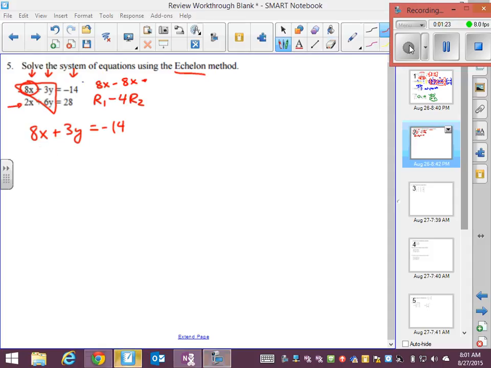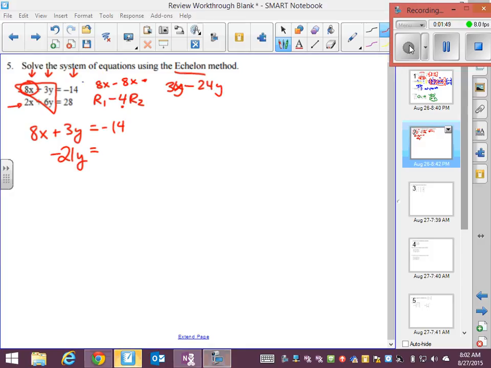But then the second column is going to be row 1, so that's 3y, minus 4 of those row 2's. I said 3x, that's 3y, sorry. 3y. And that's going to be 4 of those 6y's. So that's minus 24y is negative 21y. So I'm going to put negative 21y here.